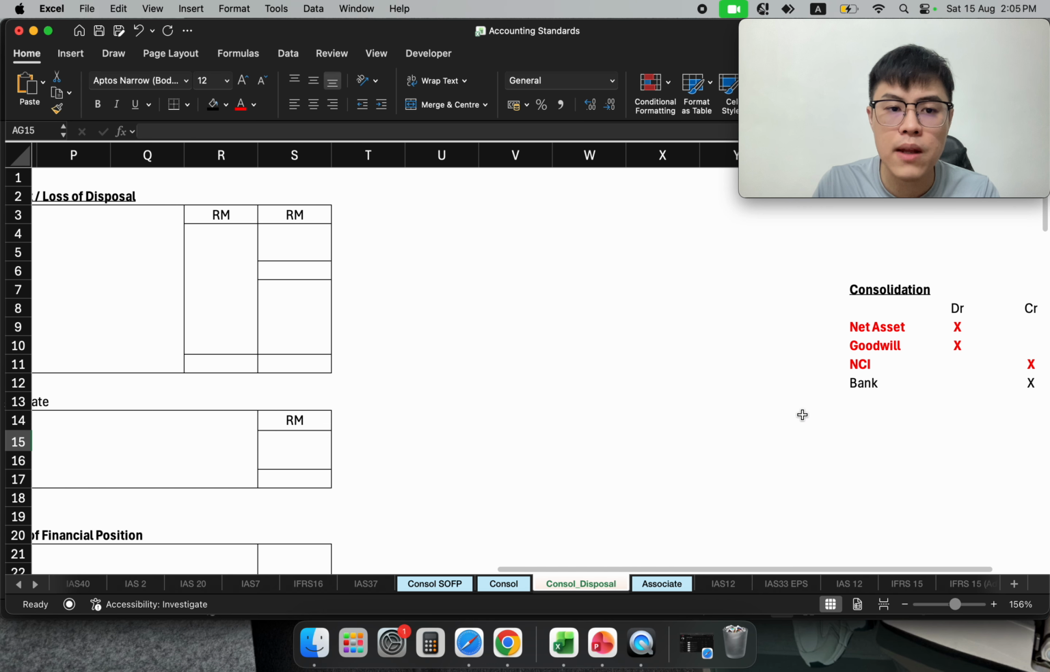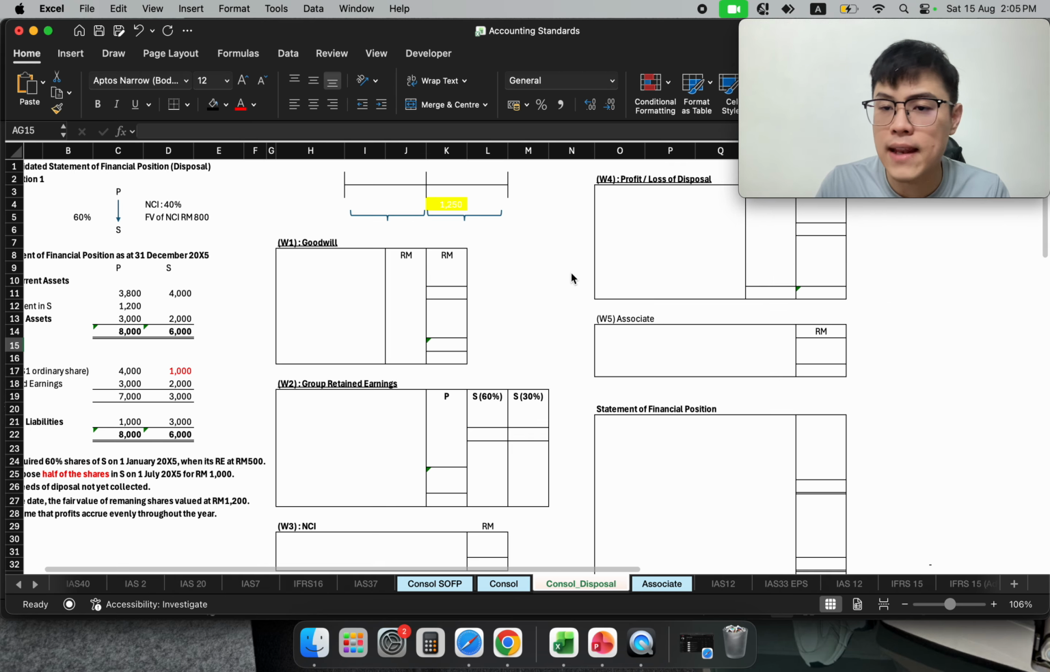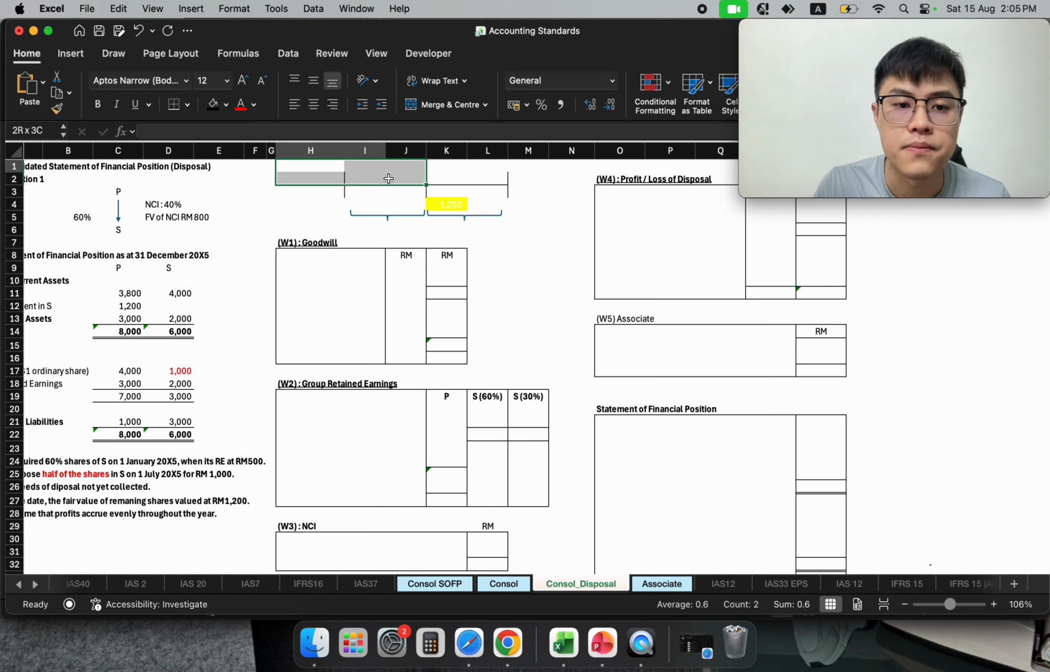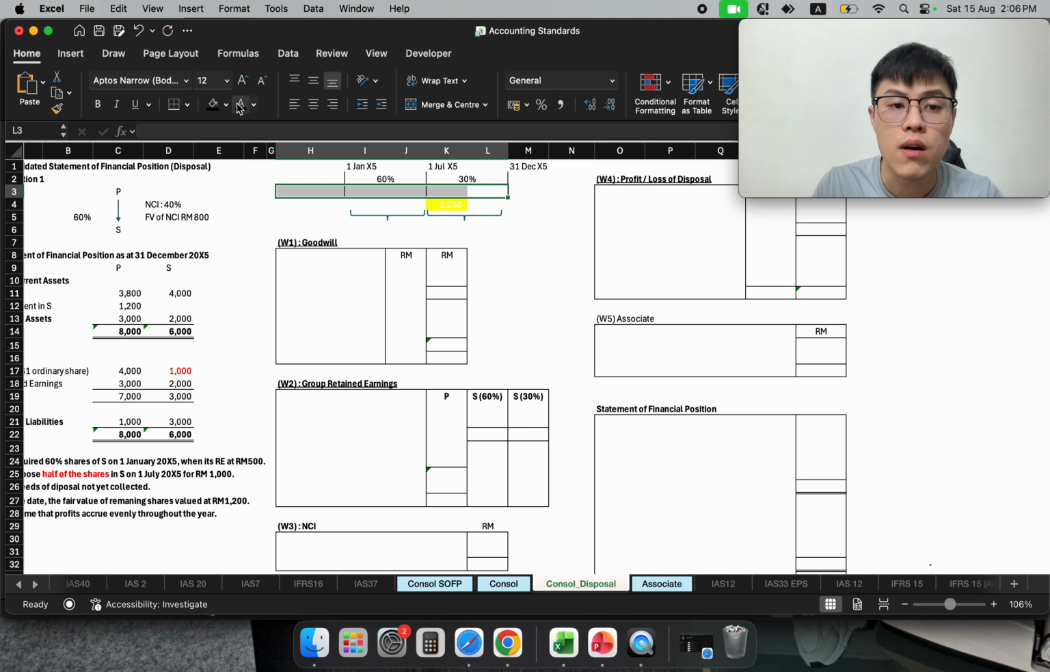With that, let us look at the procedures that we will need to go through. First things first, we need to analyze the situation. Let's look at the structure. On 1st January 20x5, which is the first date, we are holding 60%. Subsequently, after 1st July 20x5, we will let go of 30% and we still keep 30%. At that point in time, it will become your associate. So this part will be your subsidiary, and this part will be your associate.